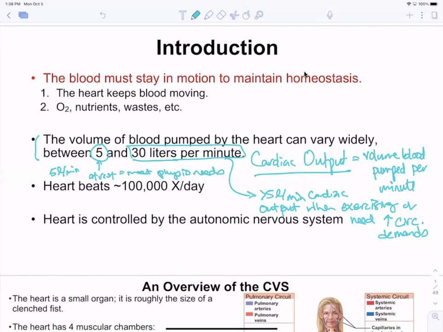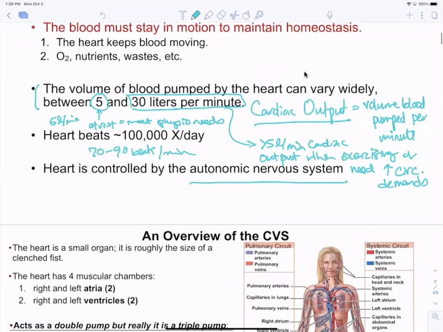faster. It's kind of like Amazon Prime these days. There's always an Amazon Prime truck going down the street because we have an increased demand for people having things delivered to their homes. And so now we go from having 5 trucks on the road to probably 30 trucks on the road. So our cardiac output's kind of like that. It has to increase to meet the demands. All right, so heartbeat, yes, beats a lot of times per day. This is assuming you have a normal average heartbeat of around 70 to 90 beats per minute. And the heart is controlled by the autonomic nervous system.